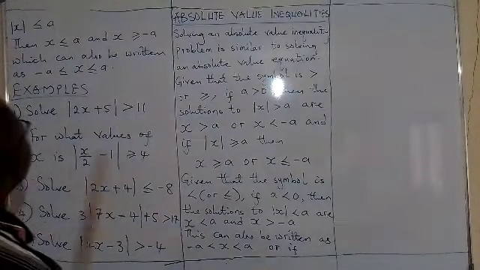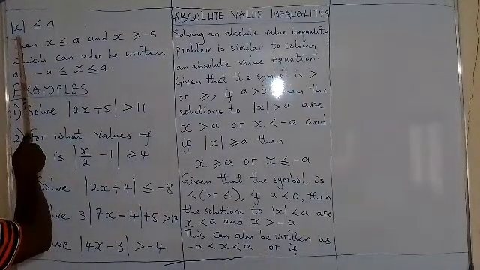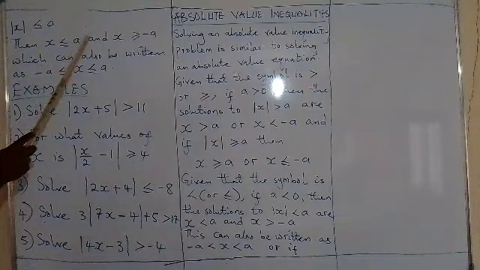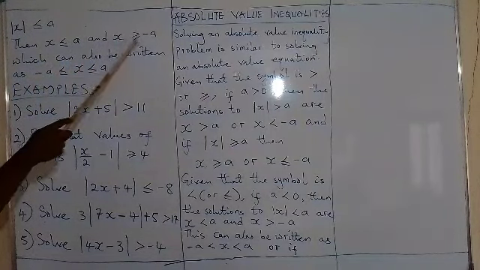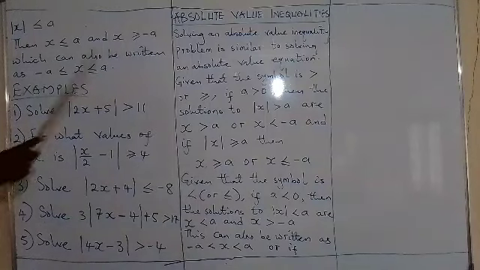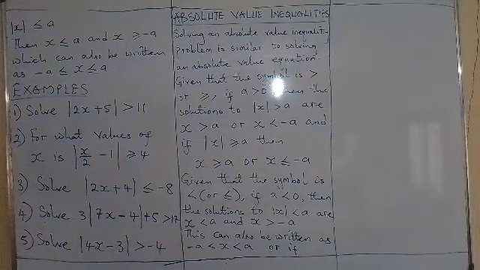Now, if the absolute value of X is less than or equal to A, then X is less than or equal to A and X is greater than or equal to minus A, which can also be combined as this. So we have some examples here, but in this video, I'll solve only the first example. Then, next video, I'll do number 2.